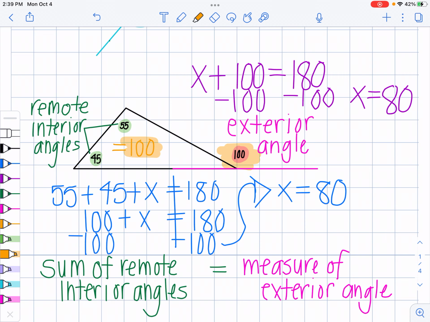Now, most of the time, you're going to be able to solve problems without using this fact about remote interior angles and exterior angles, but it's a handy piece of information to know because it can save you some steps. So I have a couple examples for you where we are talking about exterior angles where we need to find the missing value.